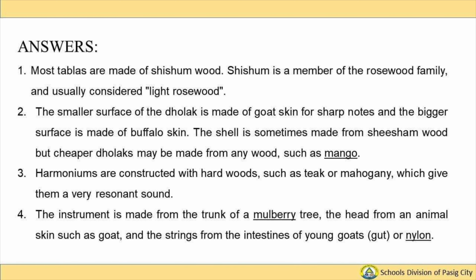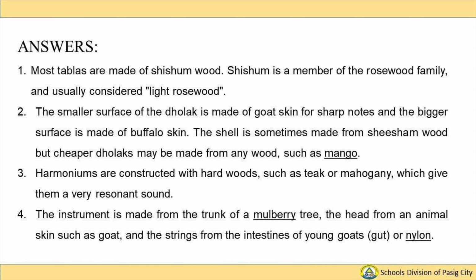Number 1. Most tablas are made of shisham wood. Shisham is a member of the rosewood family and usually considered light rosewood. Number 2. The smaller surface of the dulak is made of goat skin for sharp notes and the bigger surface is made of buffalo skin. The shell is sometimes made from shisham wood, but cheaper dulaks may be made from any wood such as mango.